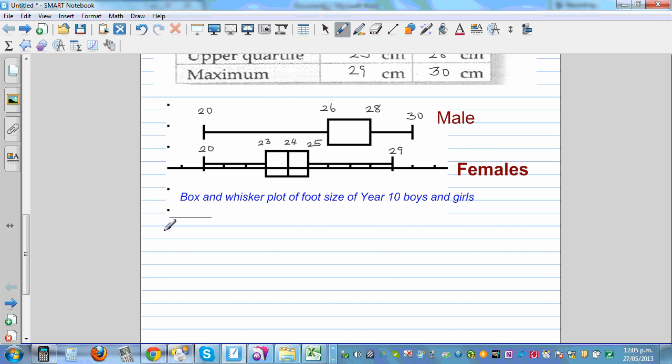You need to talk about the median shift. So the median shift is the difference between the medians. So the median shift is 2 centimeters. The overall visible spread is the difference between the lower of the lower quartile and the upper of the upper quartile, which is 28 minus 23, which is 5. And now you have to find the ratio, median shift divided by overall visible spread, which is 2 out of 5, which is 4 out of 10, which is 40%.